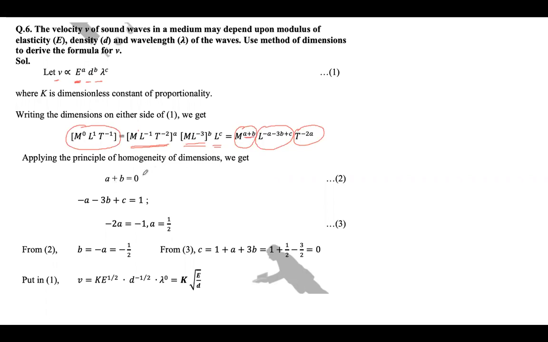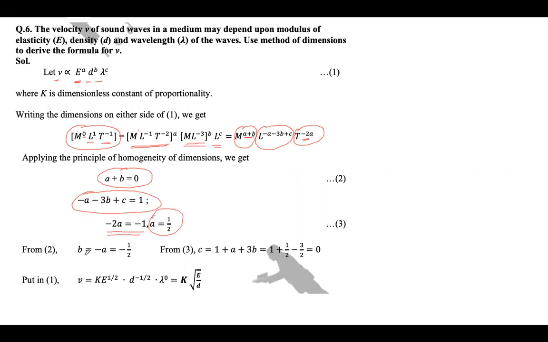The power of mass: see here the dimension of mass is 0, here it is a plus b, so we equate it to find a plus b is equal to 0. Here the dimension of length is 1, here it is minus a minus 3b plus c. So minus a minus 3b plus c will be equal to 1. Similarly here, the power of time t is minus 1, right? So minus 1, and then here it is minus 2a. So minus 2a is equal to minus 1, so a will be equal to 1 by 2.